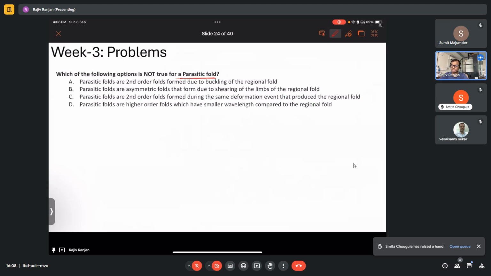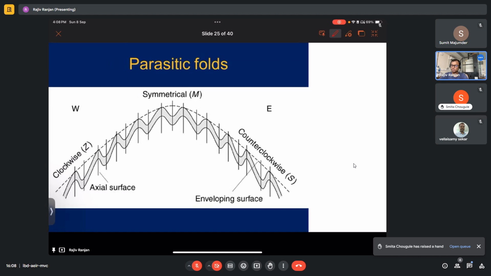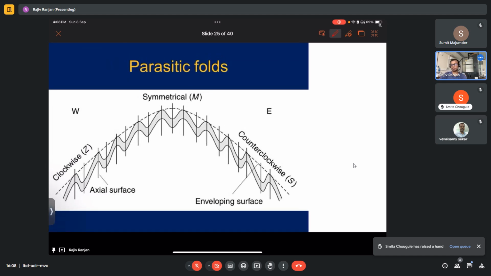Okay, let me first explain it, then I will go back to the problem. So this is the image, which actually tells you what parasitic folds are. Here, these folds are smaller, and these are called higher order folds. These are called parasitic folds. You know parasites, right? In biology, we know parasites depend on another one. So it is called parasitic fold.